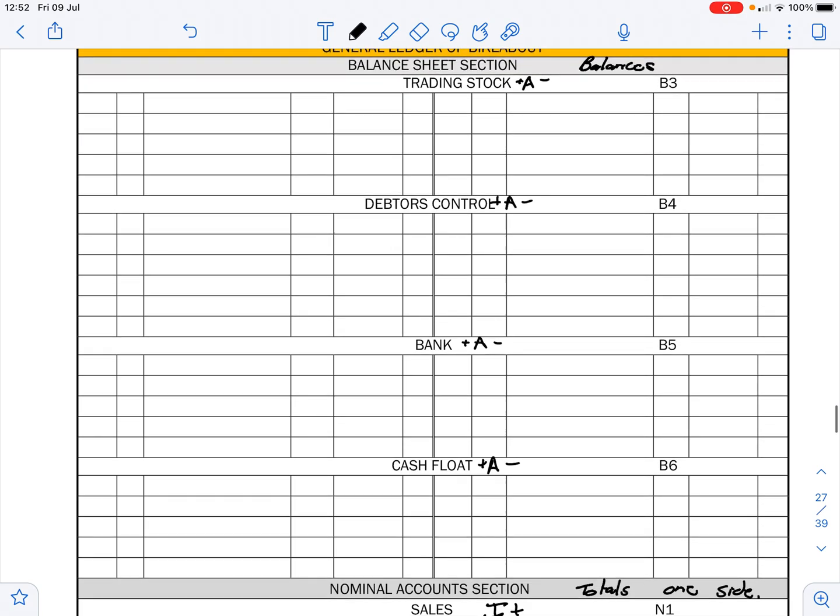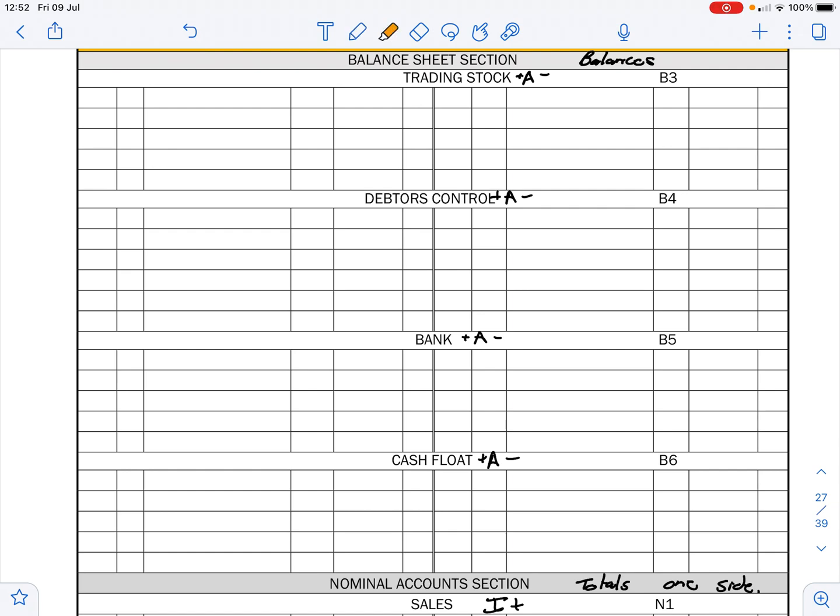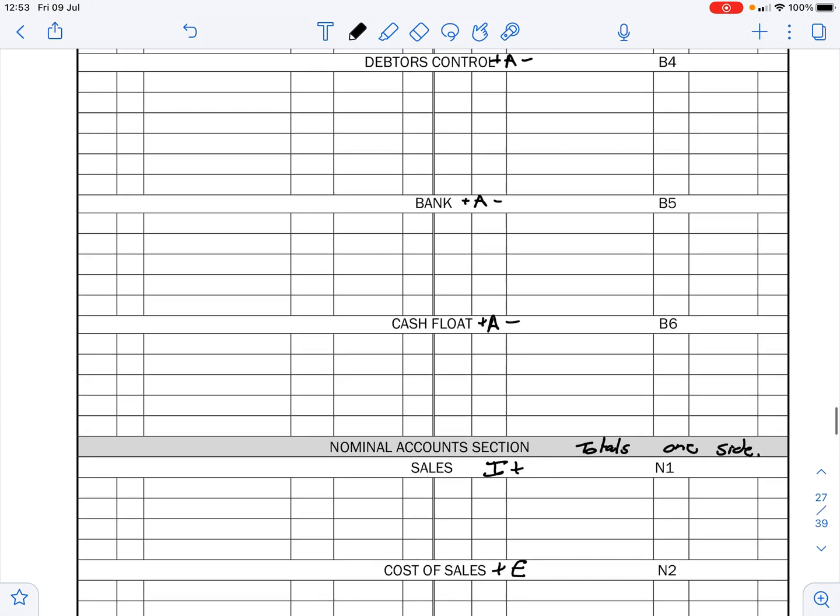Okay, so to start off, you would have seen that next to trading stock, I've indicated that it's an asset. Now, assets increase on the debit side and decrease on the credit side. If we start by putting in our balance for trading stock, we would have January the 1st, our balance brought down, and they give us a balance of 16,000 Rand for trading stock, meaning we've got 16,000 Rand available on hand to sell.